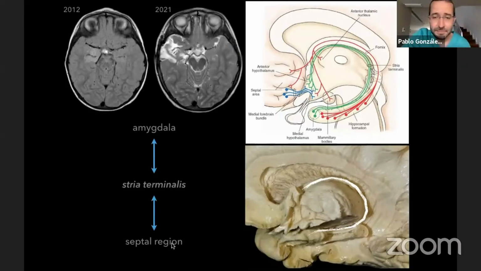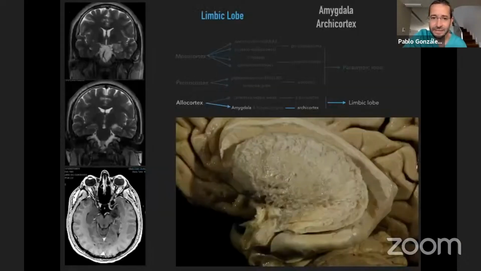So amygdala, septal region, they are quite far in anatomical terms. They are very close in phylogenetic terms, and indeed we have something very important, which is the stria terminalis connecting them. This is the last limbic belt I will share with you today. Stria terminalis connecting the septal region and the amygdala. And let me finish with two very fast and fresh cases.